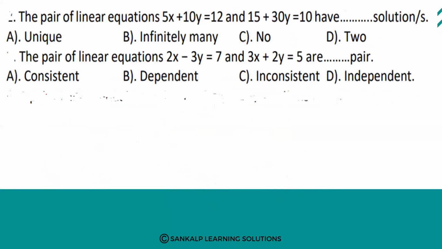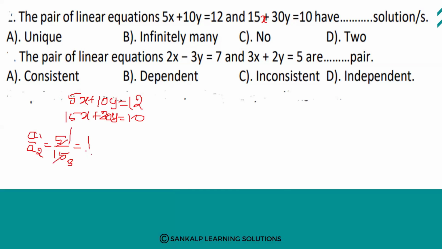The pair of linear equations 5x plus 10y is equal to 12 and 15x plus 30y is equal to 10 have which type of solutions? Here also we'll compare the ratios. A1 divided by A2: A1 value is 5, A2 value is 15, so 5 ones are 5, 5 threes are 15, that is 1 divided by 3. B1 divided by B2 value is 10 divided by 30, so here also it is 1 by 3.